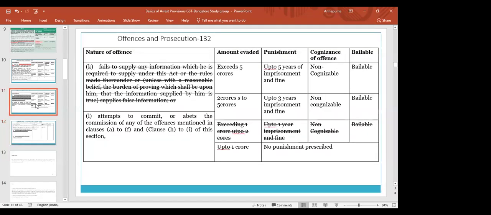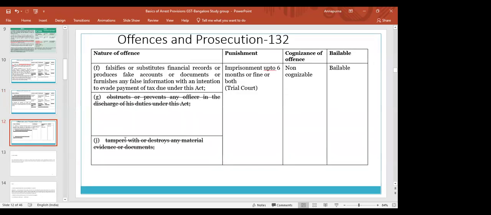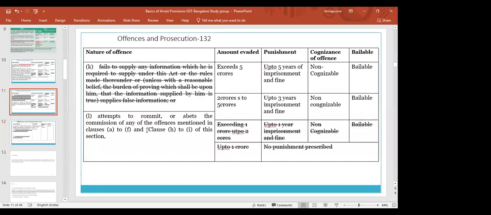So depending upon the type of offense and the quantum, it will be decided what the amount evaded, the punishment, and whether it is cognizable or non-cognizable. There is also an amendment in this clause L, where earlier it was referring to all the clauses. Now they have restricted it to clause A to F and clause H to I, and they have removed G and J. So that's why they have brought it specifically.